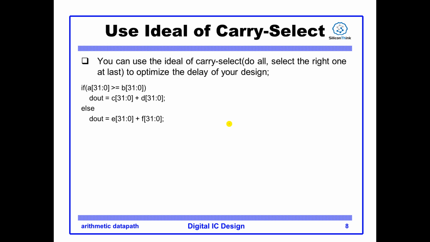Okay, as I have said, we just focus on the idea behind the architecture. So using the idea of carry select, how do you architect the function for this code? The function is simple. Compare the value of A, B. They are both 32 bits. Then you can calculate the output. If A is bigger or equal than B, you need to calculate the AND function of C and D. If not, calculate the AND function of E and F.